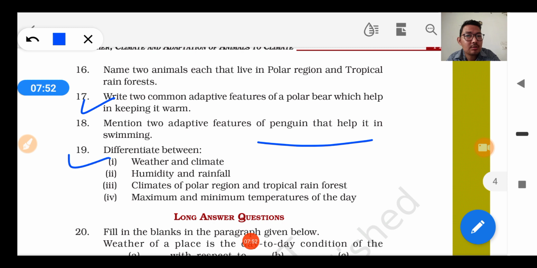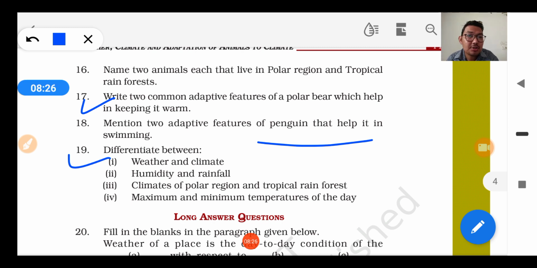Question number 19. Difference between weather and climate. Weather keeps on fluctuating, it keeps on changing, and climate is easier to predict and it is stable. Humidity and rainfall. What is humidity? Humidity is the wetness of a place due to the amount of moisture present in the atmosphere, while rainfall is the droplets of rainwater which fall during rain.